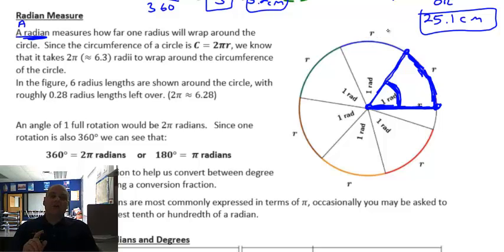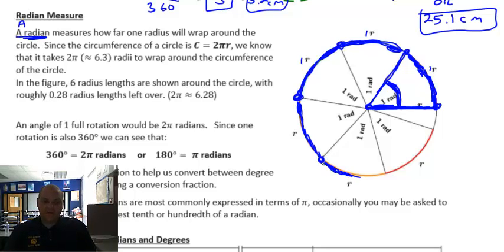It turns out that you can do this about 6 times. So if I keep going, there's 1, right? Here's another 1. So this is 1 radius. This is another radius. Here's another radius, right? We're just breaking it up into equal pieces, and the equal pieces are the length of the radius. Here's another radius. Here's another radius. Here's another radius. Another one, and then you got a little piece left over.